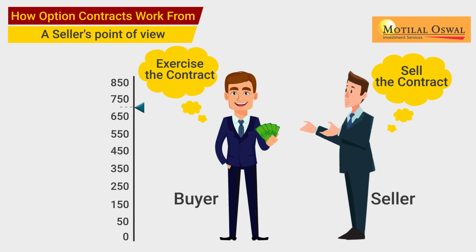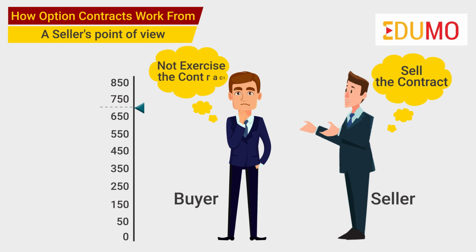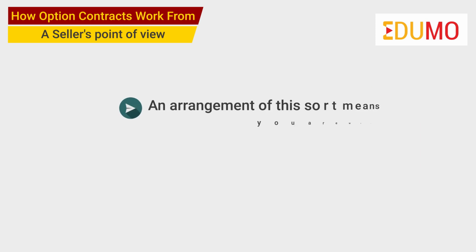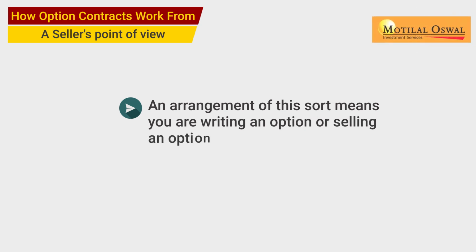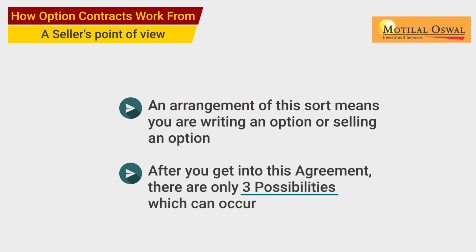If the share price stays at or below Rs 750, the buyer does not exercise his right and you are not under any obligation as the contract lapses. And you get to keep the Rs 50 premium, which is actually your profit. An arrangement of this sort means you are writing an option or selling an option. After you get into this agreement, there are only 3 possibilities which can occur.